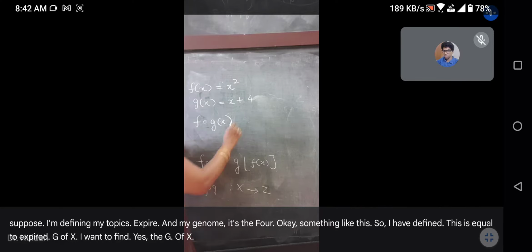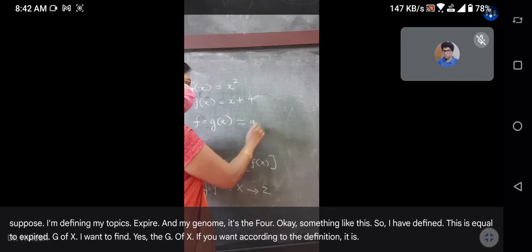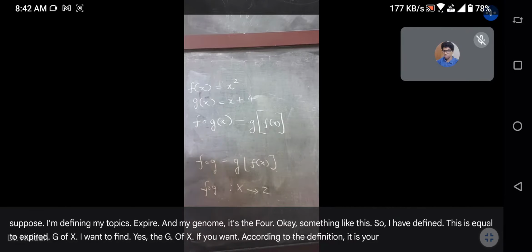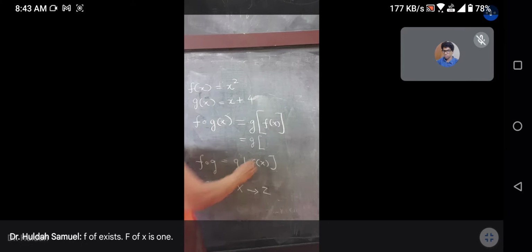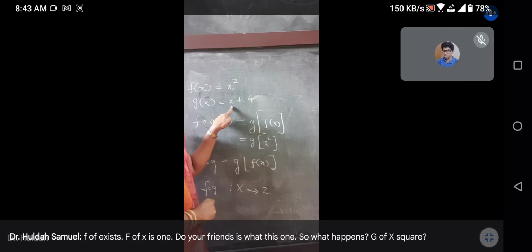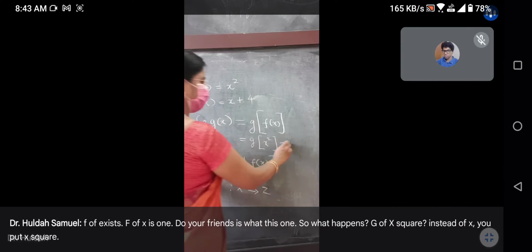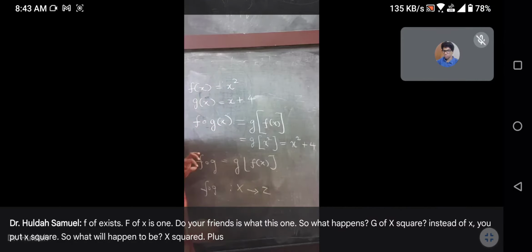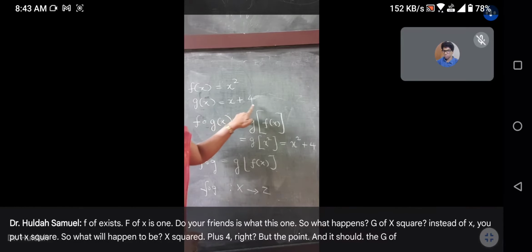F circle g of x means what? According to the definition, it is g of f of x. Isn't it? So g of f of x is what? F of x is x squared. G of x is this one. So what happens? G of x squared. Instead of x, you should put x squared. So what will the answer be? X squared plus 4. Correct? Got the point? Understood? So g of x means it is of the form x plus 4.